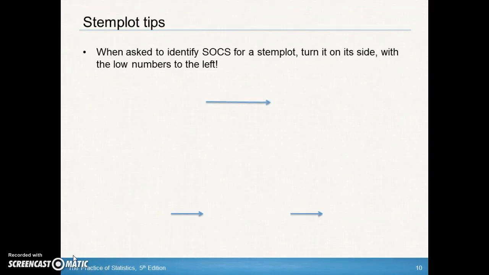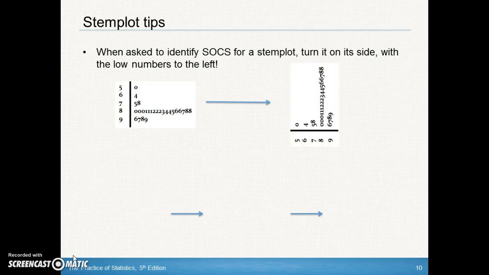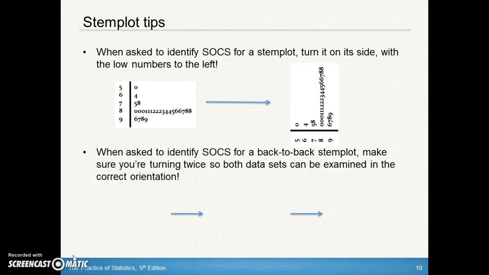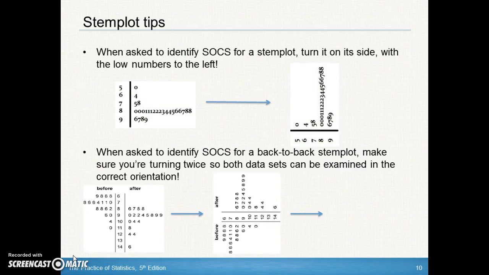Okay. A quick tip: you're going to be asked to describe shape, outlier, center, and spread for stem plots, and something that makes this easier is to turn the stem plot on its side, making sure that you have the lowest numbers to the left. When we do this for a back-to-back stem plot, we actually have to do it twice. I'm going to do it once such that the after distribution is on top, and then I'm going to do it another time such that the before distribution is on top. But notice I had to flip it twice because I need my 6 to be all the way on the left.